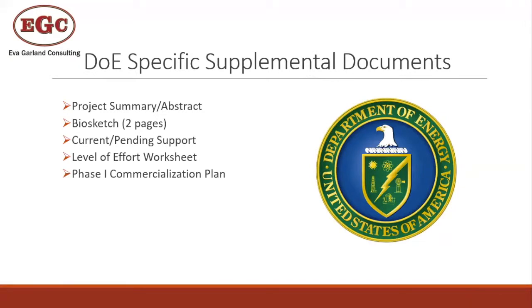Biosketches here are only 2 pages, and they also ask for current and pending support. DOE also requests something called a level of effort worksheet and a Phase 1 commercialization plan. Some of the other agencies, particularly NSF and USDA, also require commercialization plans. However, these are included as part of the research plan itself and are not separate documents.